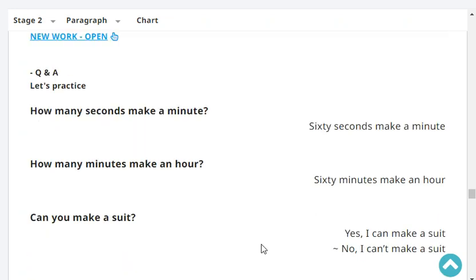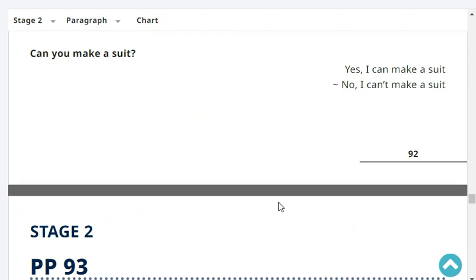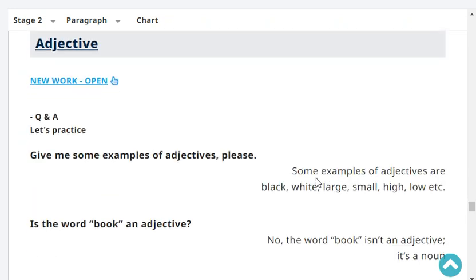Okay. How many seconds make a minute? 60 seconds make a minute. How many minutes make an hour? 60 minutes make an hour. Can you make a suit? Yes or no? No, I can't make a suit. Very good.